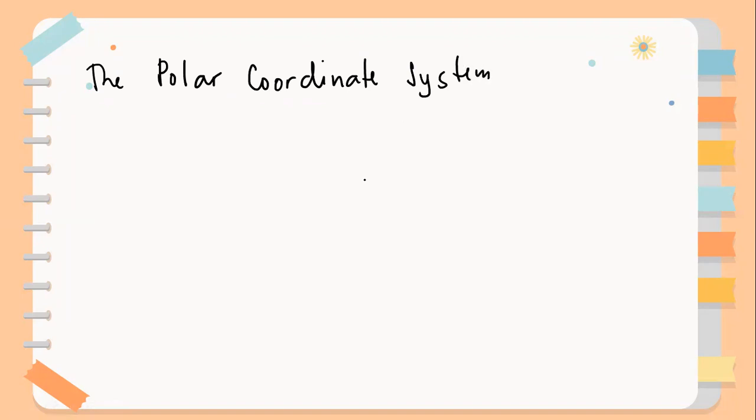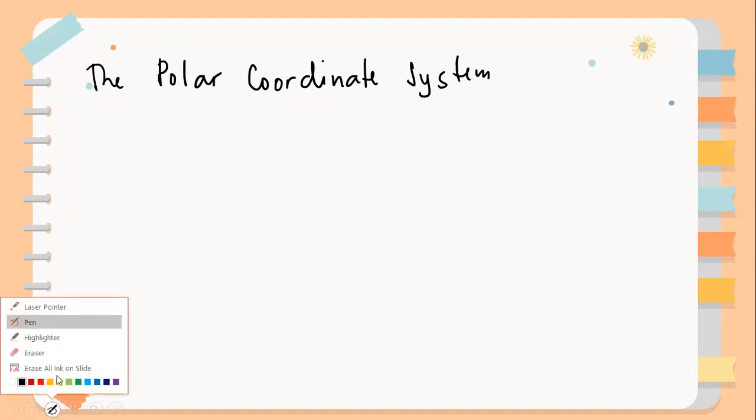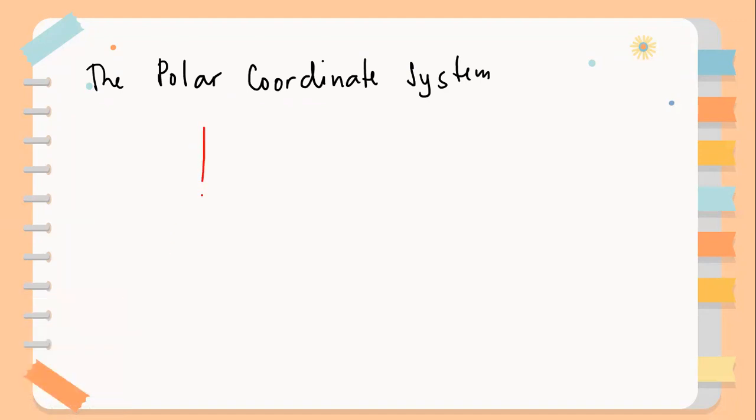For the polar coordinate system, the analysis of points and curves is usually done using the system called polar coordinates. Now, consider a fixed point O. This is the fixed point O, the center.